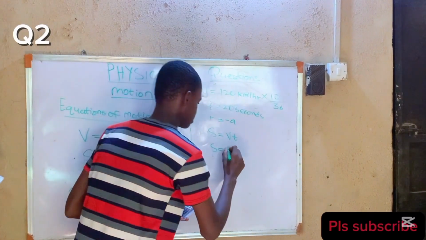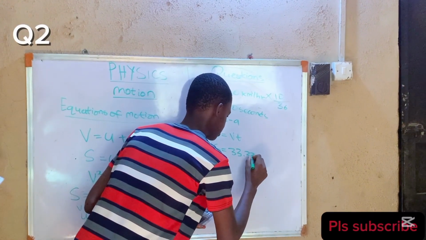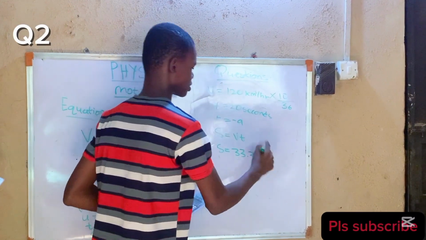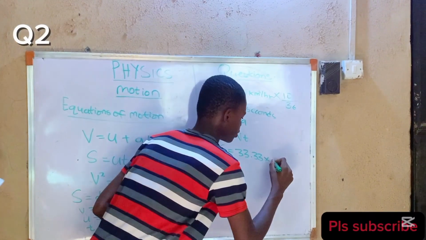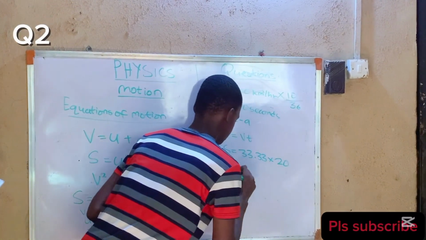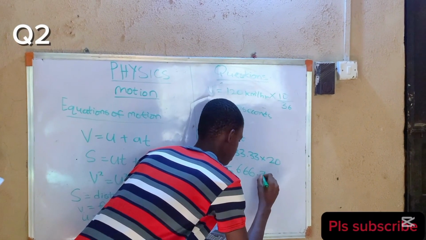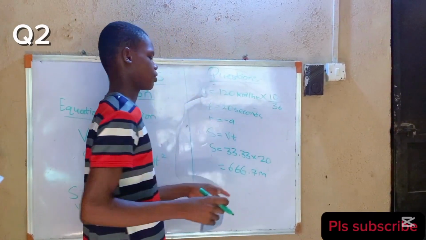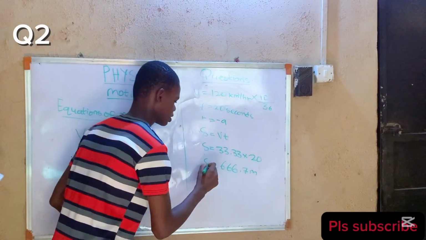That's 33.33. Now times the time. The time is 20 seconds, it's in the right unit, so you can just multiply that straight. That equals 66.7 meters. So this is our answer here, and that's basically how we solve it.